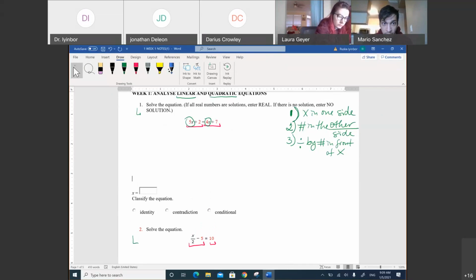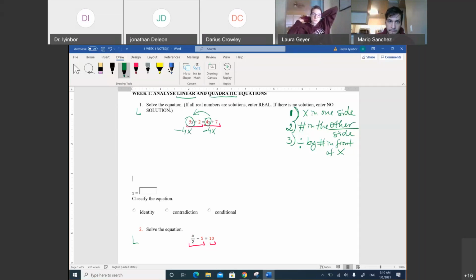Okay? So now, how do you move from side to side? If you want to move something from side to side, you do the opposite of it. So let's say I want to move all my x's to the left side. That means I have to move 4x, right? So this 4x is going to move over. If I move it, I'm going to do the opposite. This is positive 4x. Opposite of positive is negative, opposite of negative is positive, okay? So I'm going to subtract 4x on both sides.